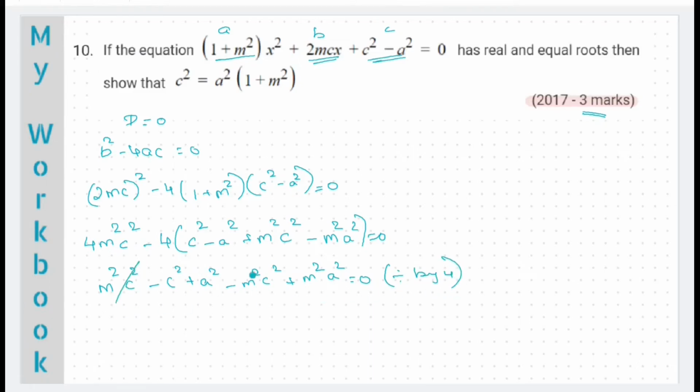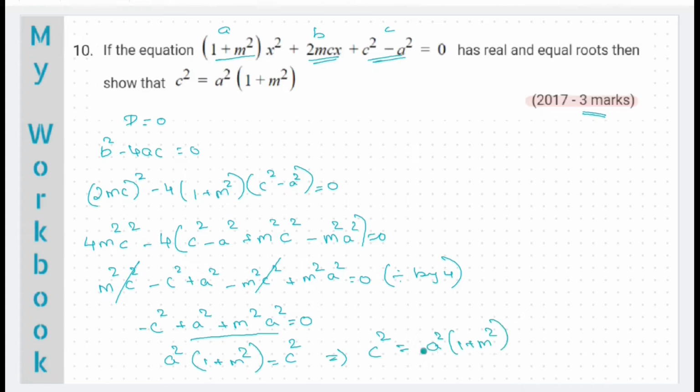So m square c square and m square c square cancel. We are left with minus c square plus a square plus m square a square equal to 0. So let's take a square common from these two terms. You will get (1 + m square), and let's send the c square to the other side. It will become positive c square. So we have proved that c square is equal to a square into (1 + m square).